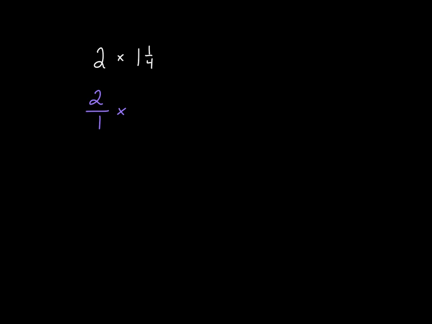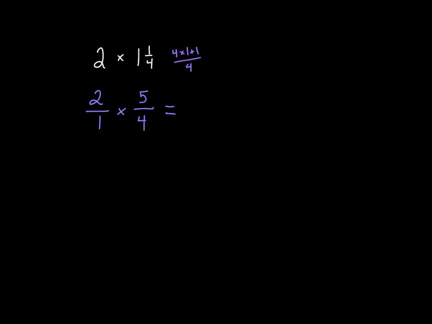Change a mixed number to an improper fraction. Multiply the denominator by the whole number part, so 4 times 1. Add the numerator, plus 1, would be 5 over 4. So that was 4 times 1 plus 1. And you keep the denominator the same.